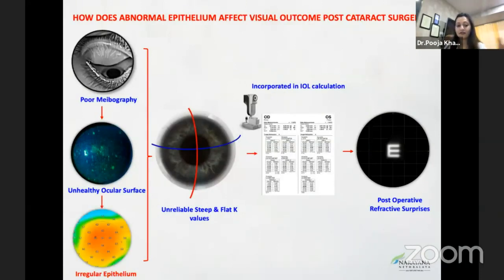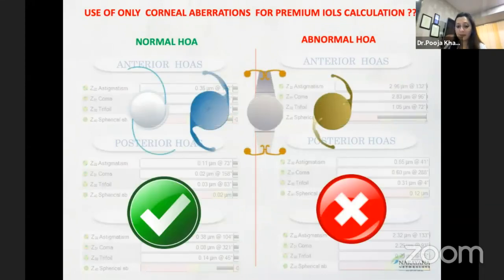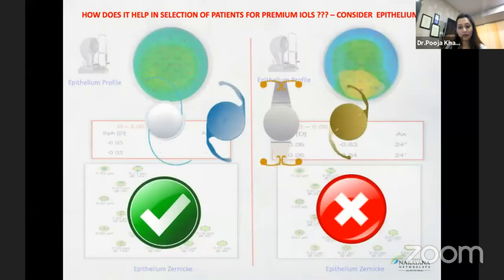Just a poor, unhealthy ocular surface will have an irregular epithelium, which will lead to a post-op refractive surprise. So in this kind of patients, you would normally avoid a premium IOL and not go ahead with any toric IOLs or any multifocal IOL. First, you would like to treat the surface and then take the patient up for surgery.